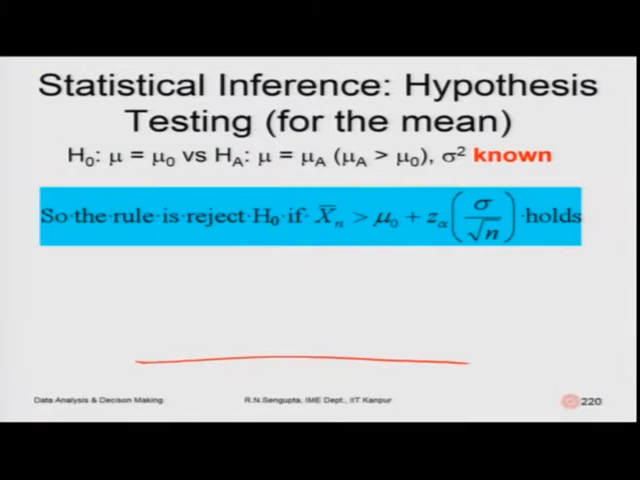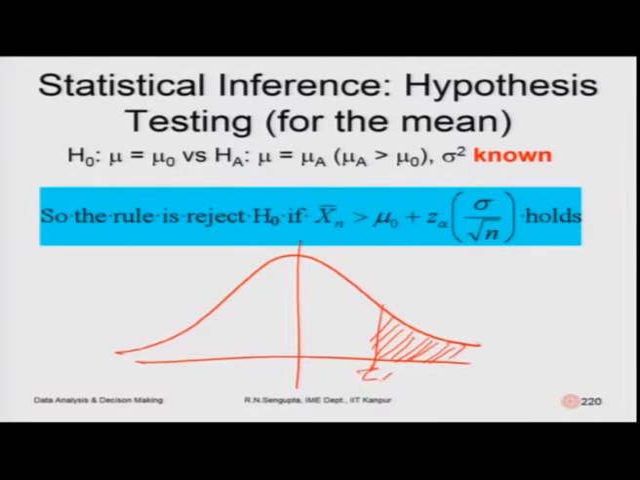This is mu naught, this is the value, this is z alpha, and this will be 1 minus alpha, which is the level of significance.